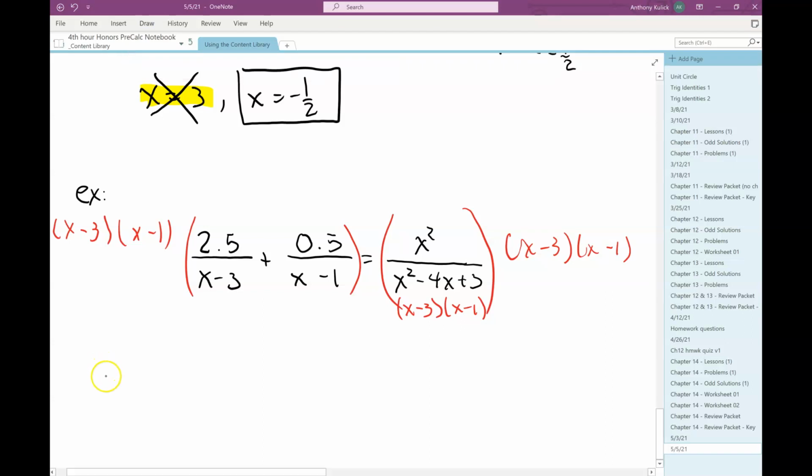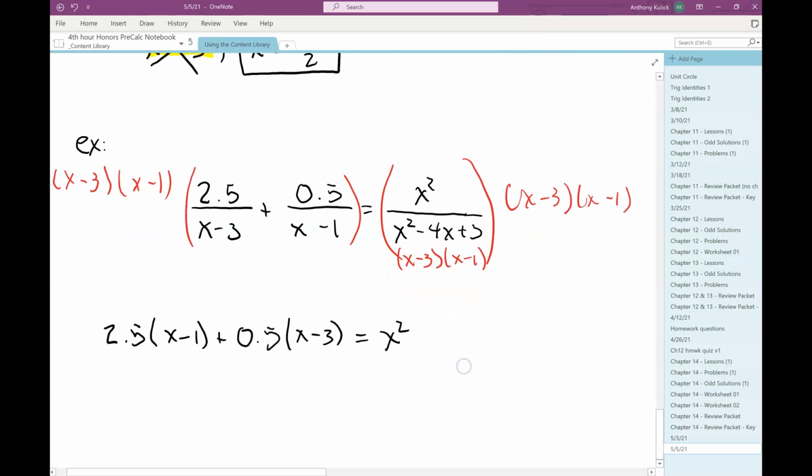All right, so I distribute this through. I get 2.5 times x minus 1 plus 0.5 times x minus 3 equal to x squared. Everybody cool? Now I despise having these decimals here, right? That sucks quite a bit, because if I'm going to try to factor this later, that makes life really bad. So what I'm going to do is multiply it through by 2 because it's going to get rid of the decimals.